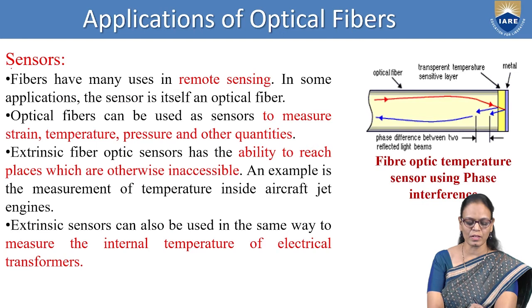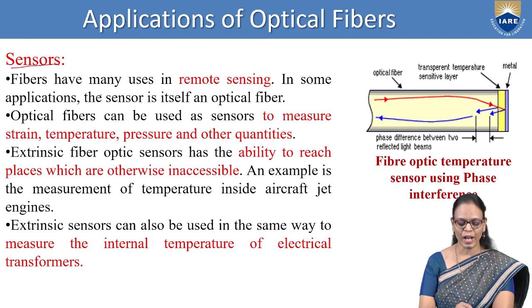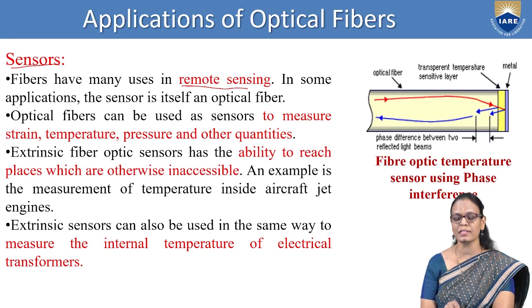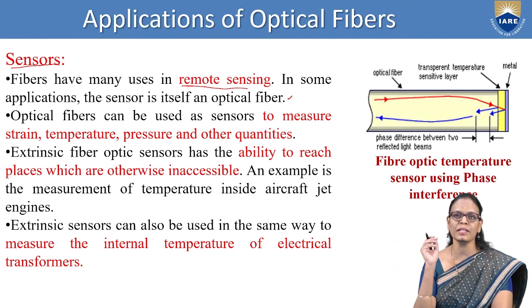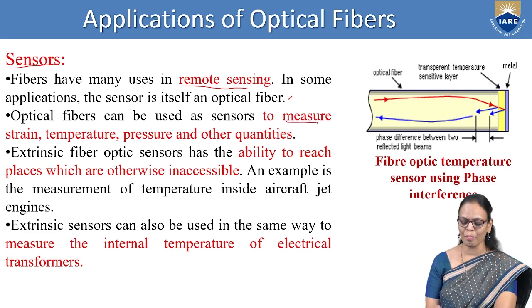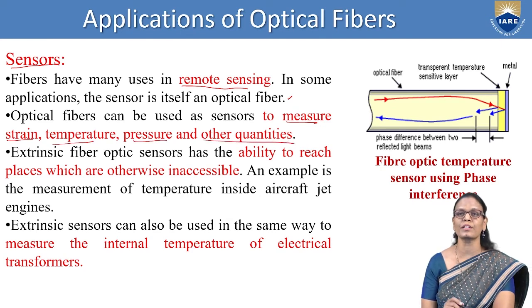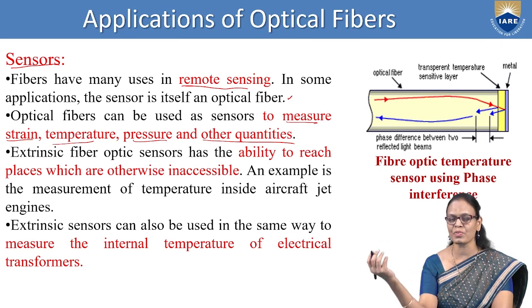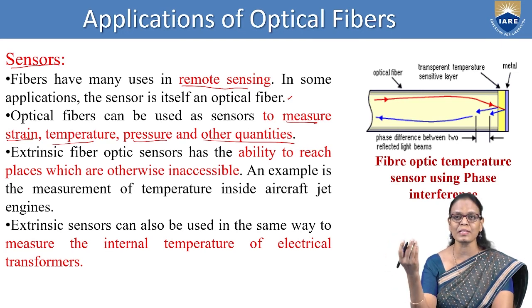Now coming to the sensors. Fibers have many uses in remote sensing. In some applications, the sensor is itself an optical fiber. So an optical fiber itself can be used as a sensor, and we use sensors to measure the strain, the temperature and pressure and some other quantities. Wherever we have to measure the temperature or the strain or the pressure, we use them as sensors. They will sense and give us the data.